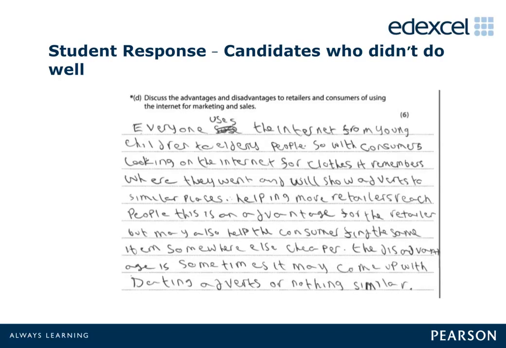Now, look at this example. This is more characteristic of a weak level 2 response. The candidate makes several relevant points, but does not go on and develop them. The points relate to remembering what sites a user visits, helping the consumer to find the cheapest price, and a disadvantage of dating adverts being shown.